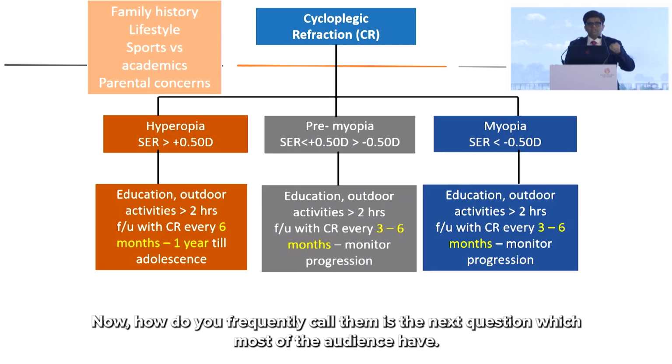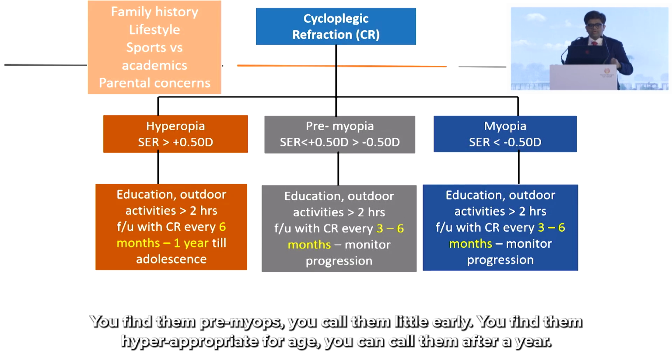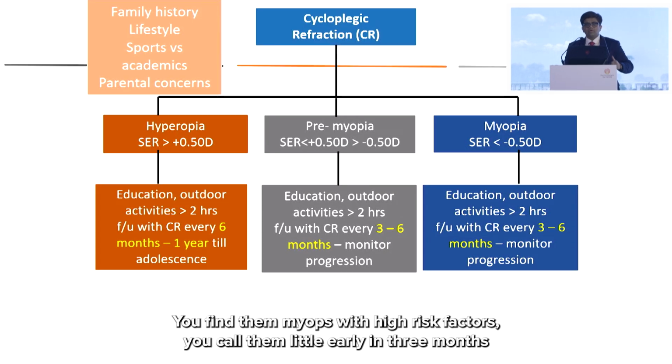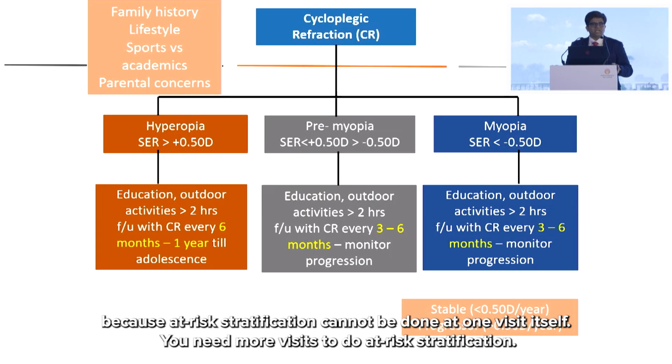Now, how frequently do you call them is the next question which most of the audience have, and do you call them depending on what you find in the first visit? You find them pre-myopes, you call them a little early. You find them hyperopic, appropriate for age, you can call them after a year. You find them myopic with high risk factors, you call them a little early, in 3 months, and do a comprehensive examination to see whether they are more at risk, because at-risk stratification cannot be done at one visit itself. You need more visits to do at-risk stratification.